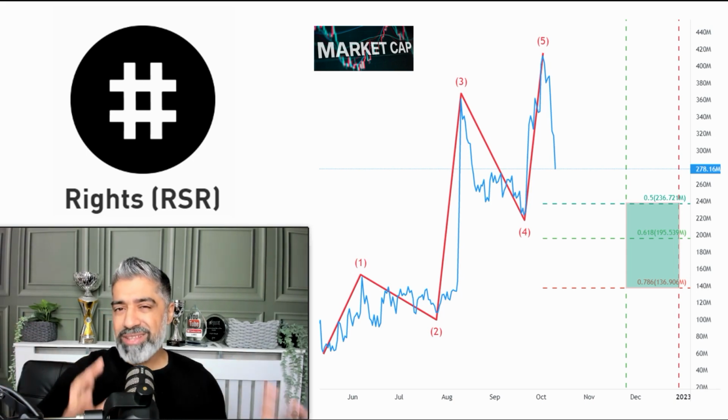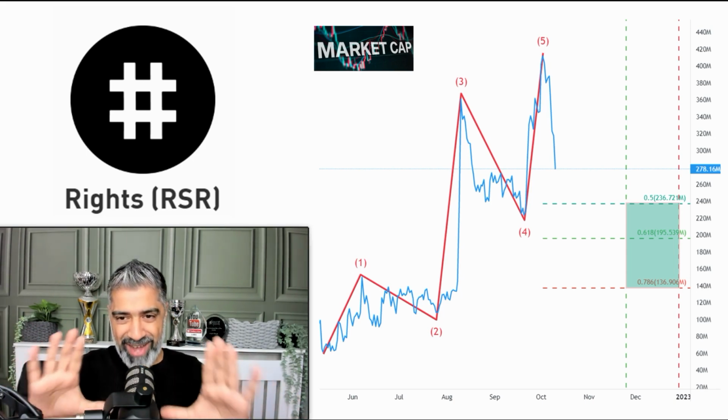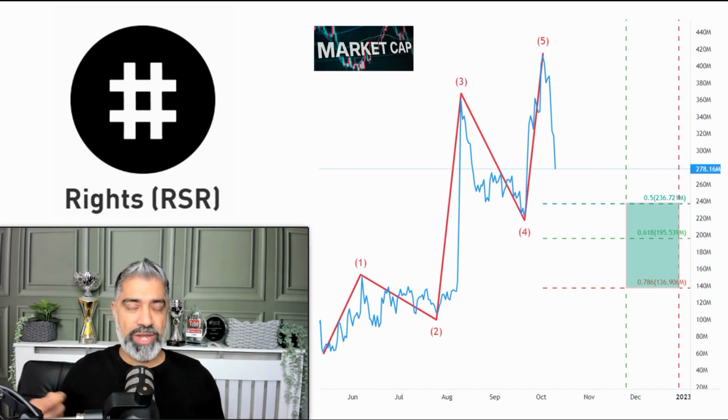But when we're looking at price alone, it doesn't reflect this psychology because of the new issuance in tokens.